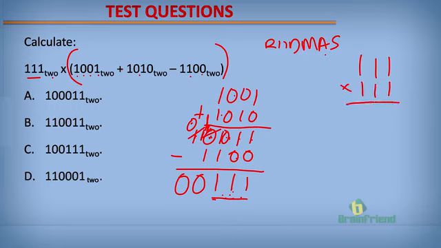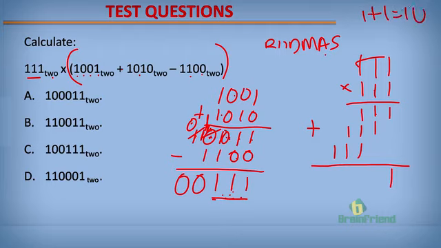So 1 times 111, we have 111. 1 times this, 111. And 1 times this here, we have 111. And then we add up. This is 1. Binary identities, 1 plus 1 is equal to 10. So 1 plus 1 here is 10. We write down 0 and carry over the 1. So this is 1 plus 1 plus 1 plus 1. So we expand to have 10 plus 10.